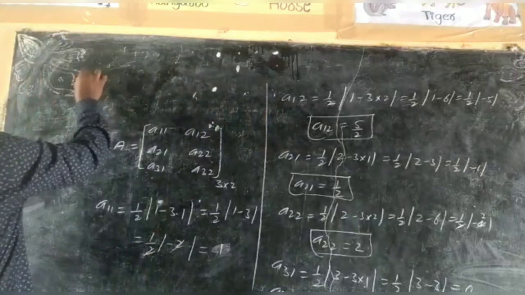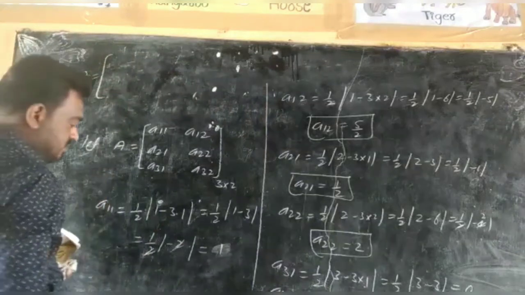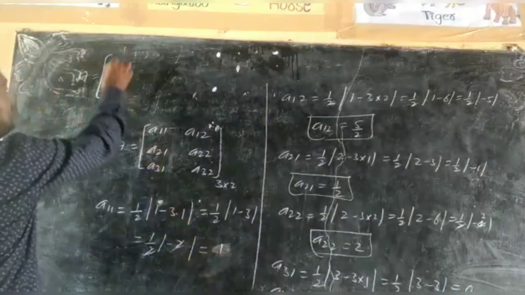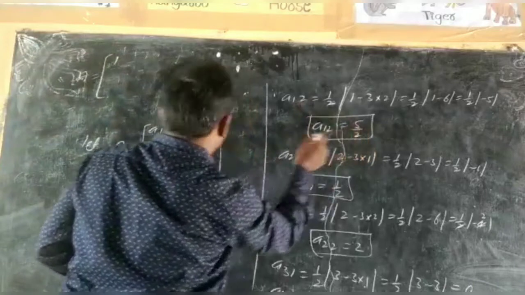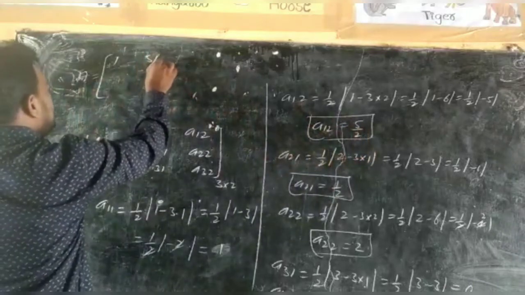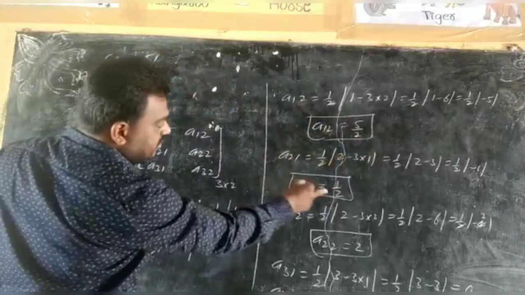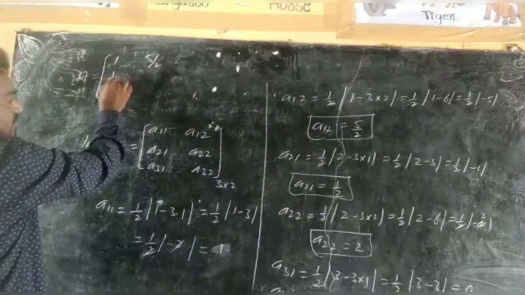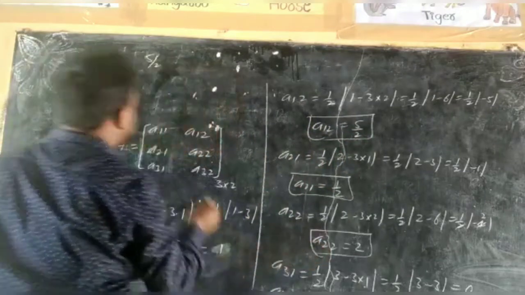Therefore, A is equal to: A11 value is 1, A12 value is 5 by 2, next A21 value is 1 by 2, A22 value is 2.